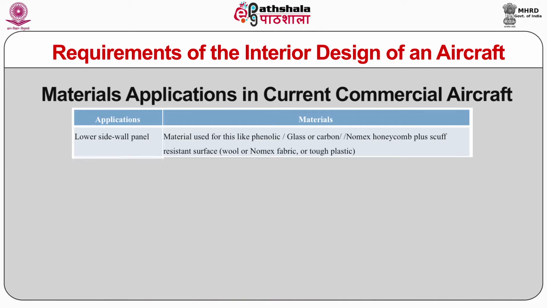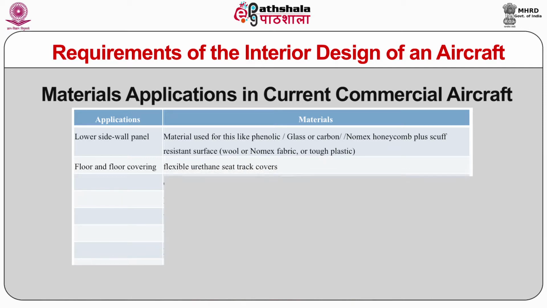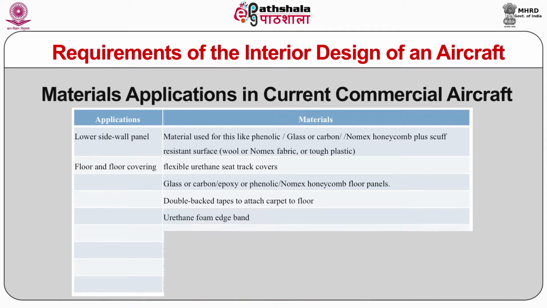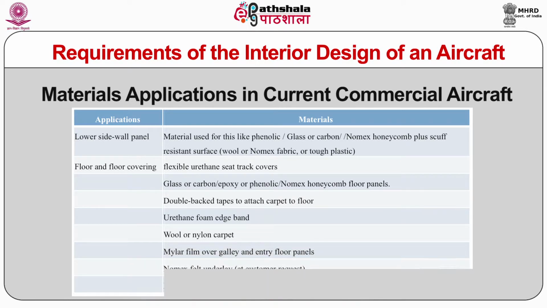Then for the floor and the floor covering, the materials required are flexible urethane sheet rack covers, glass or carbon or epoxy or phenolic or Nomex honeycomb floor panels, double back tapes to attach carpets to the floor, urethane foam edge band, wool or nylon carpet, mylar film over galley and entry floor panels, Nomex felt underlay as per customer request, and polyvinyl chloride on the galley mats.